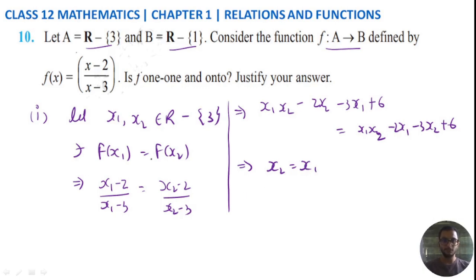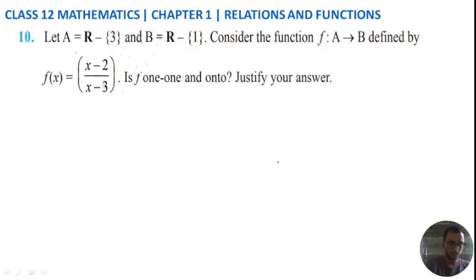We had taken f(x1) equals f(x2), and we got x1 equals x2, which shows that our function is one-one. So are we done? Yes, we have shown that our function is one-one. Now let's move to the onto part, whether it is onto or not.